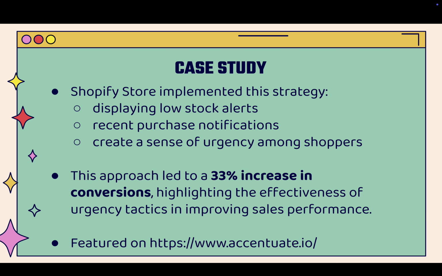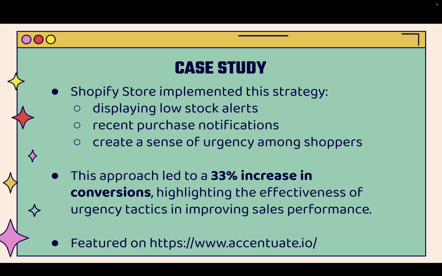Now, a case study in terms of how this works, and this is working really well right now. A Shopify store implemented this exact strategy. On the product page, they displayed low stock alerts, right? Also on the store, they showed recent purchase notifications. The idea here is that this store created a sense of urgency among shoppers. And this approach led to a 33% increase in conversions, right? This is a significant uplift from implementing this strategy.